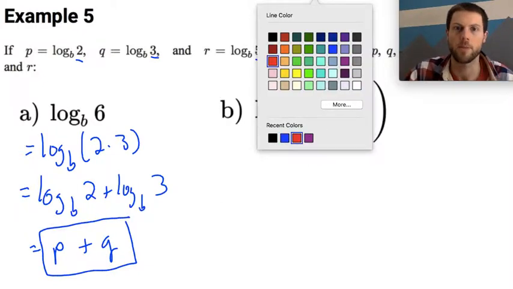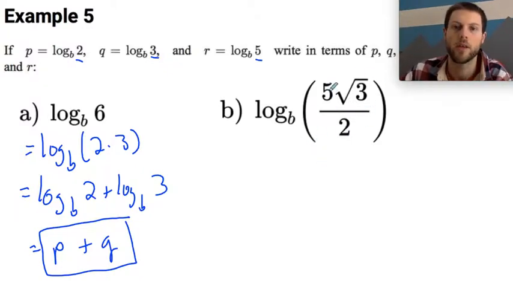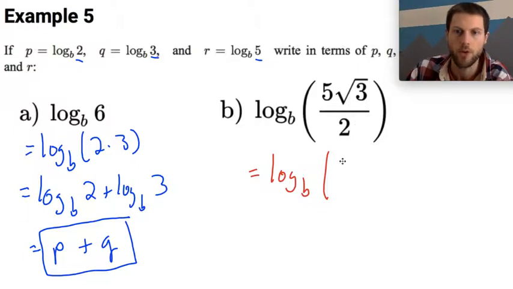Let's take a look at another example. And this one might be a little bit simpler in some ways and more difficult in others. Because now I'm already looking at a 5 and a 2 and a 3, but now I've got this pesky square root to handle. So let's rewrite this log base b of, I'm going to actually rewrite this square root of 3 a different way. This is going to be 5 times 3 to the 1/2 power divided by 2.